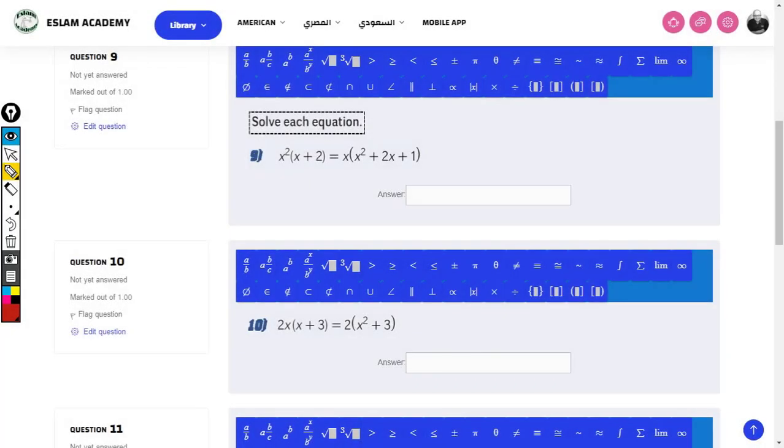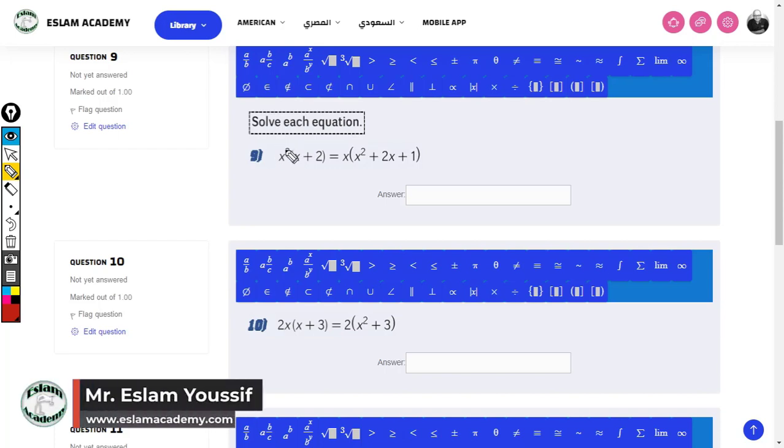In this problem, we need to solve each equation. Solving the equation means finding the value of the variable which makes the left-hand side equal to the right-hand side. To solve, we'll use the distributive property. X power 2 multiplied by x will be equal to x power 3.